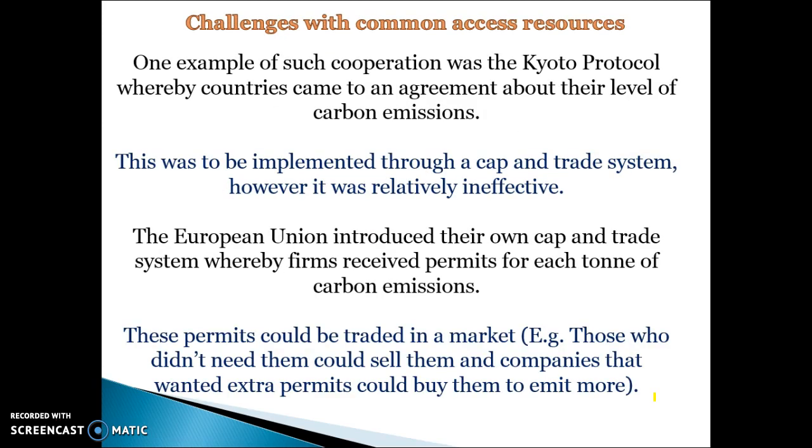So one example of cooperation was the Kyoto Protocol, where countries came to an agreement about their level of carbon emissions. The idea was there would be a cap and trade system put in place where everyone would get a certain amount of permits to emit, and then those businesses or those countries that don't need all their permits can sell them to other countries and make money. With the idea that over time the government sells fewer and fewer permits, and therefore the price of permits goes up, and there's less and less carbon emissions in the economy.